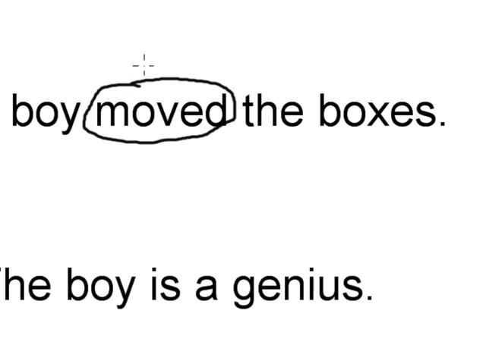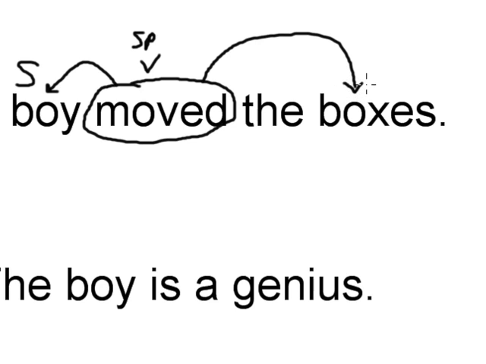We have the verb moved. It's also the simple predicate. Who's doing that? Who's completing that action? The boy. There's the subject. Moved what or moved who? Boxes. He moved the boxes. That makes this the DO. And because this verb has a DO, the verb is transitive.